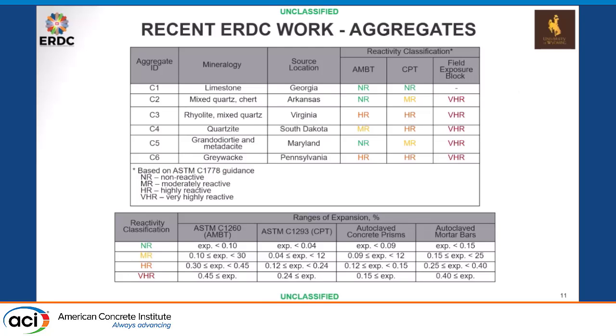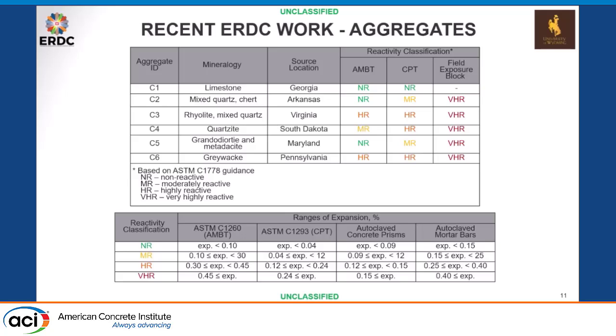All right, finally, this is the 18-month study that we recently did at ERDC, and when I went to choose aggregates, I used the Federal Highways report that I'm going to reference at the end that came from UT Austin work, where they did their field exposure blocks and did 1260 and CPTs. So I tried to pick out a couple of aggregates, the C2 and the C5. These are all coarse aggregates. They're all going into concrete prisms, so we're talking about the 24-hour test.